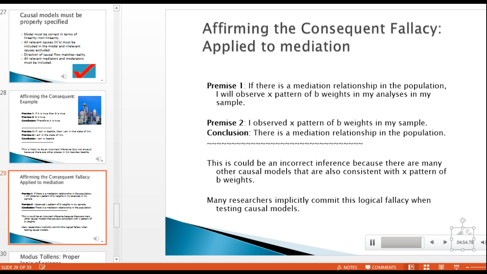So this is the idea of affirming the consequent. So please understand this concept at a very deep level. Understand what the affirming the consequent fallacy is and why it matters to how we talk about the results of our mediation, especially when we have a mediation that is derived from a non-experimental design.